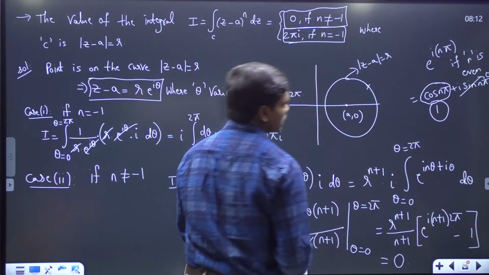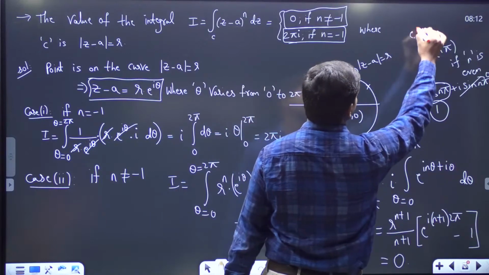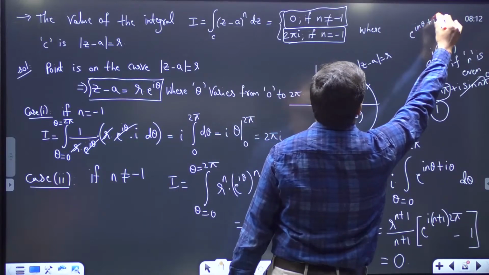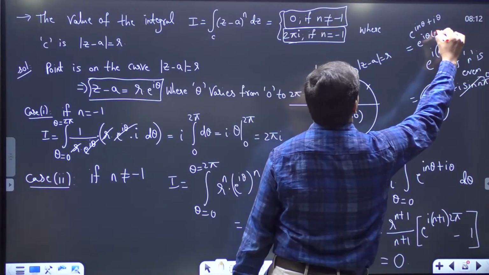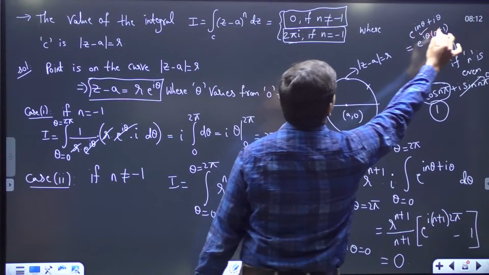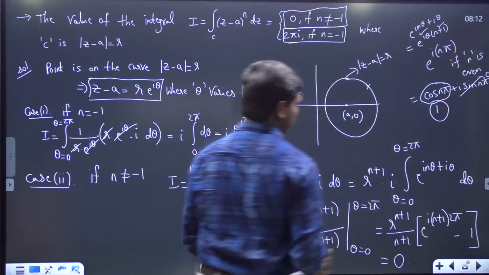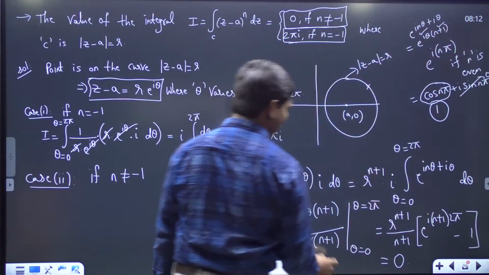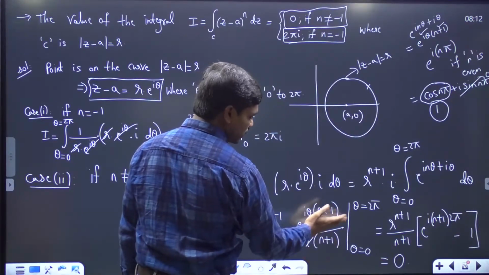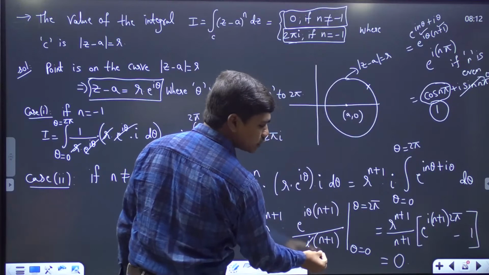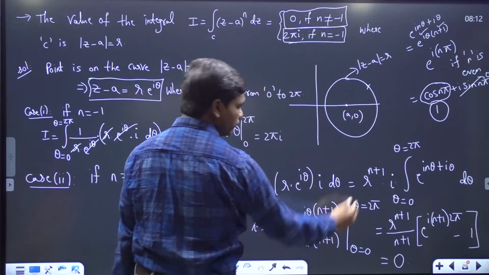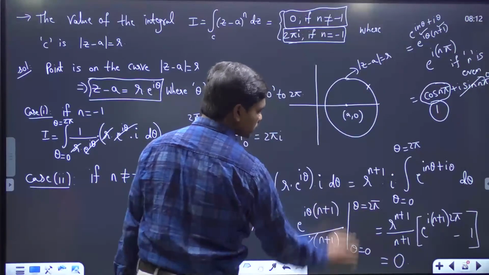Now if you integrate this, this is nothing but e power (i n theta plus i theta). If I take i theta common, we have n plus 1, correct? So i into (n plus 1) is a constant with respect to theta. So if you are integrating this term, you will have e power i theta (n plus 1) divided by the multiple of theta, which is i into (n plus 1). So you will have that i into (n plus 1) once again in the denominator, within the limits theta is equal to 0 to theta is equal to 2 pi.